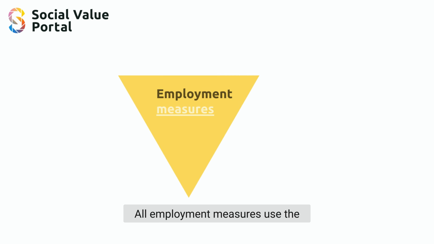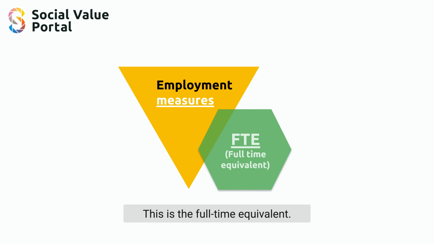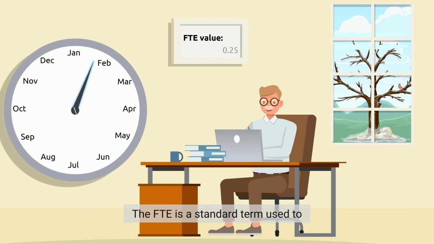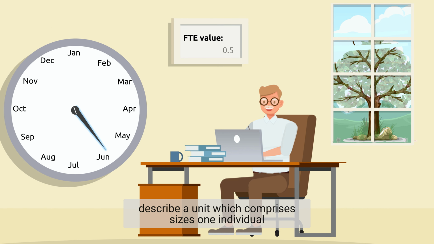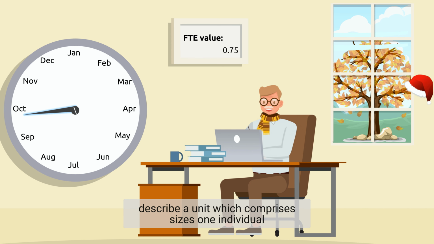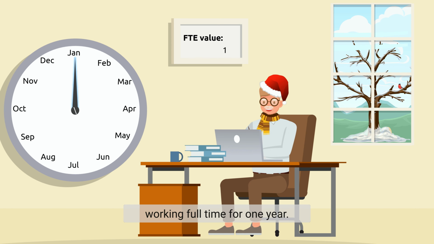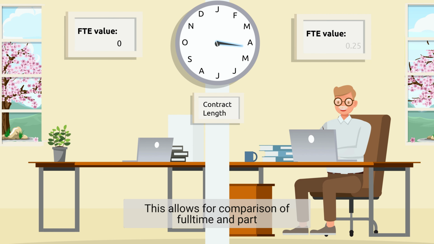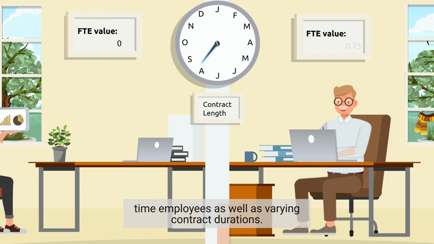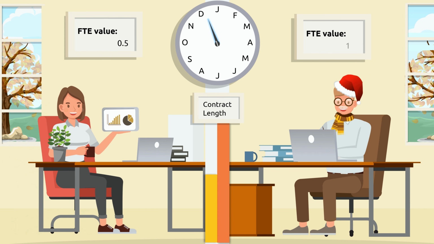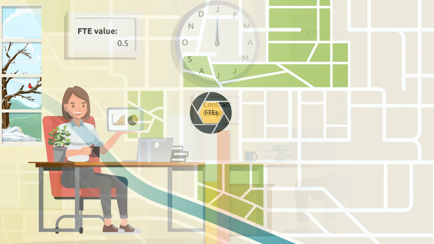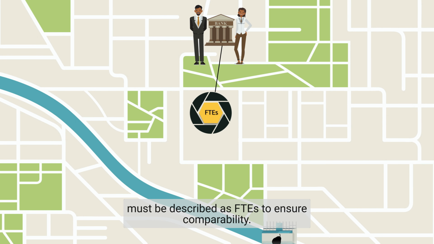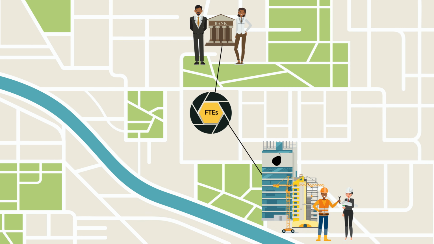All employment measures use the same unit of measurement. This is the full-time equivalent. The FTE is a standard term used to describe a unit which comprises one individual working full-time for 1 year. This allows for comparison of full-time and part-time employees, as well as varying contract durations. All jobs reported under the TOMS must be described as FTEs to ensure comparability.